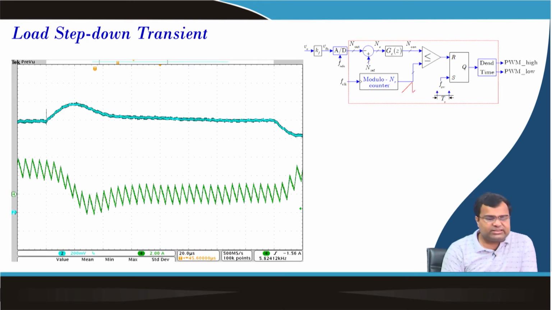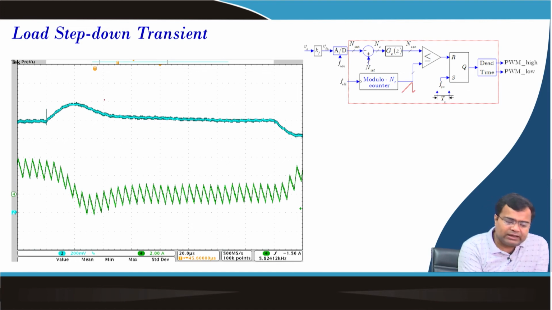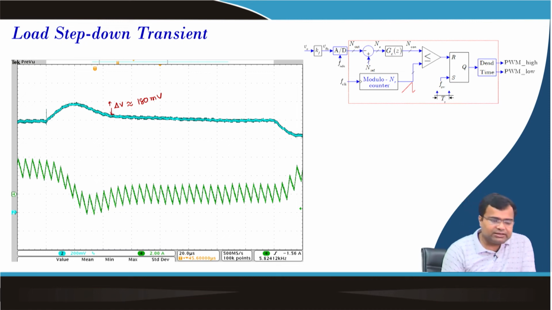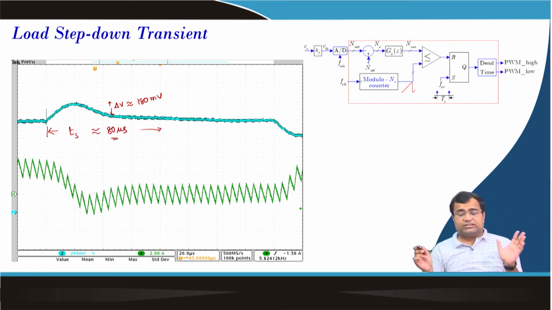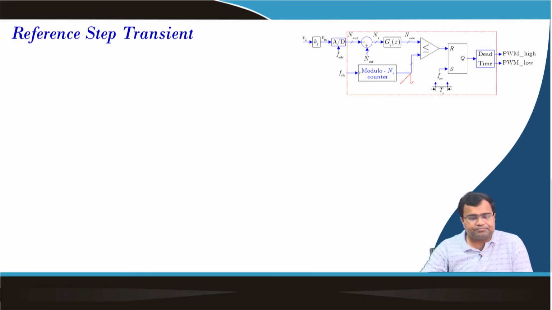If we zoom the load step down transient, then we will get this overshoot. This is also approximately 180 millivolt, which is also large. We can reduce it, and we will show in the subsequent case study how you can make it faster when you go to design. And the settling time that we are getting, which is Ts, is up to this point. In this case it is 80 microsecond, which means 16 switching cycles, and we can make it much faster.